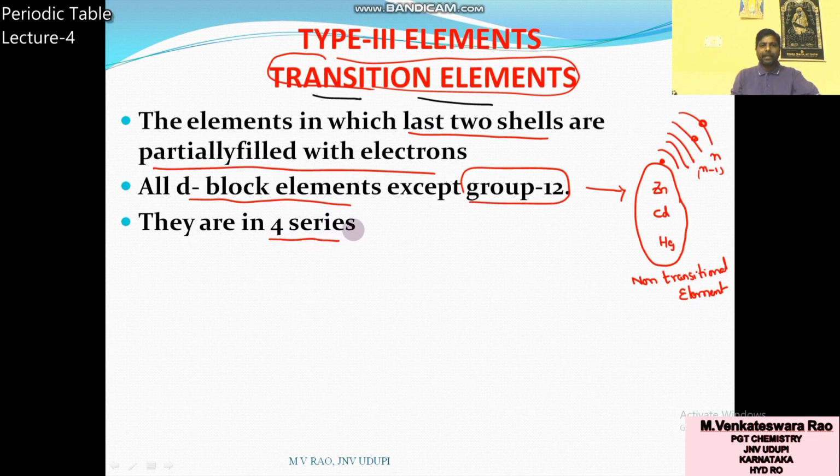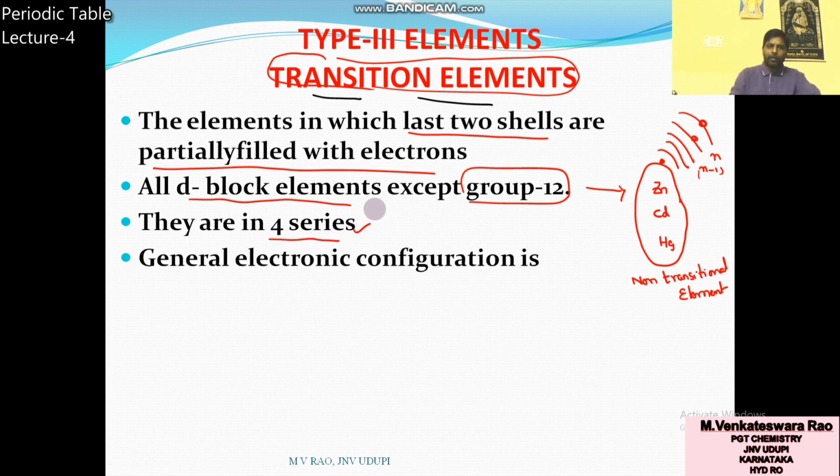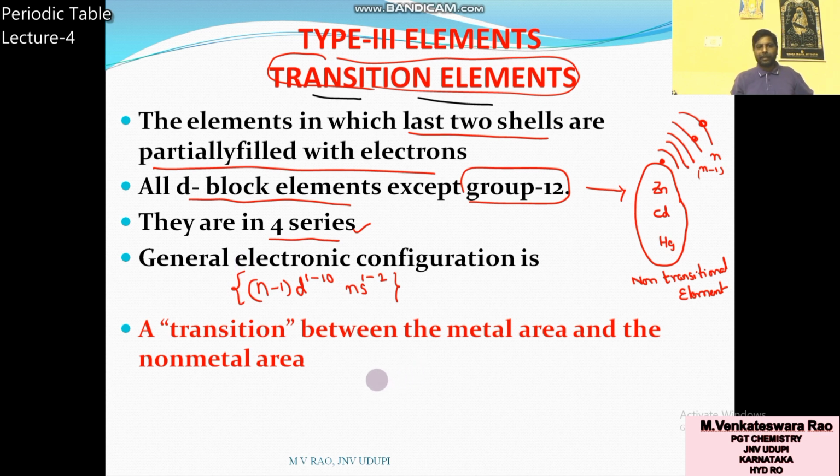These transition elements are included in 4 series. Their general configuration is (n-1)d1 to 10 ns1 to 2. What is the general configuration of transition elements? (n-1)d1 to 10 ns1 to 2. It is the configuration similar to D block. D block elements also have the same configuration.